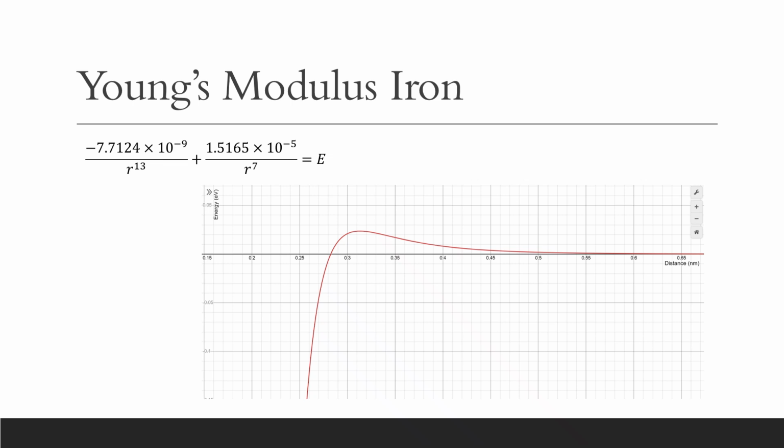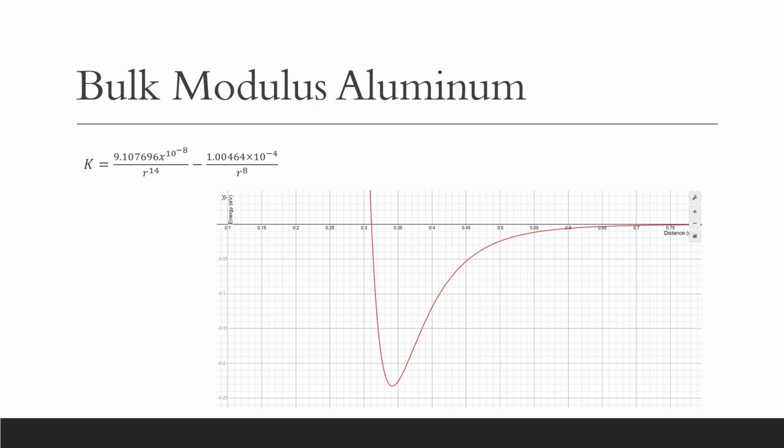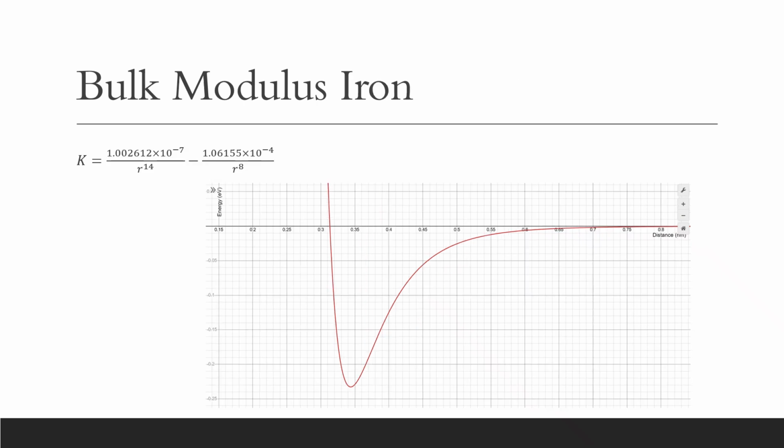and for all these equations, these graphs, I inputted them into Desmos, and it generated a graph for me. The second derivative of the original function, and this is the graph that was created. Modulus graph for iron, where I took the second derivative of the original iron function.